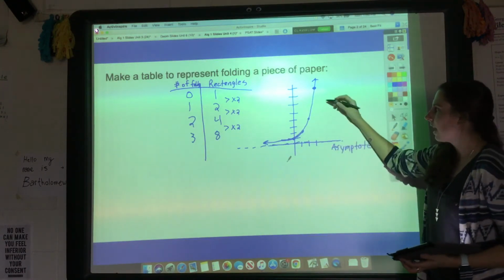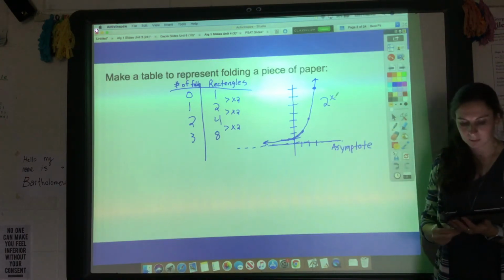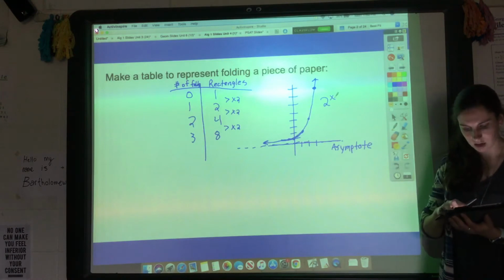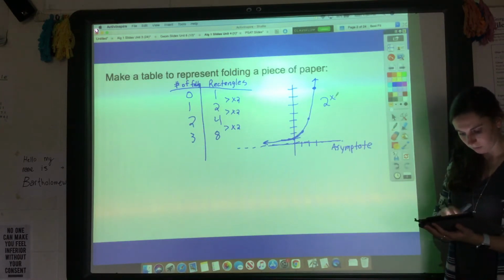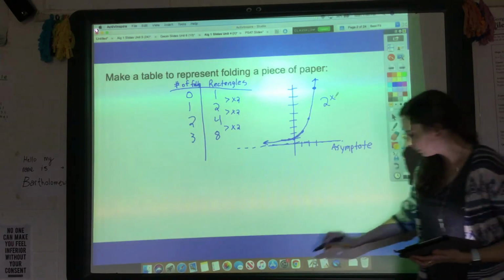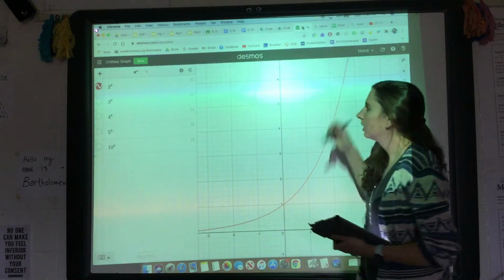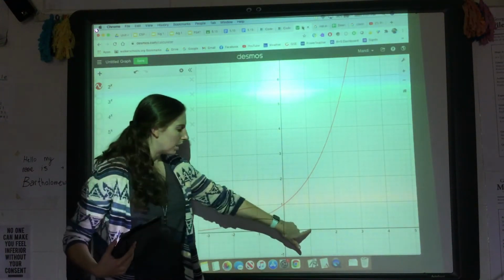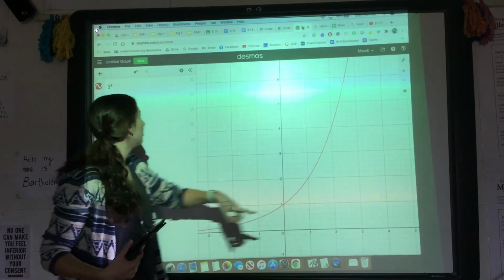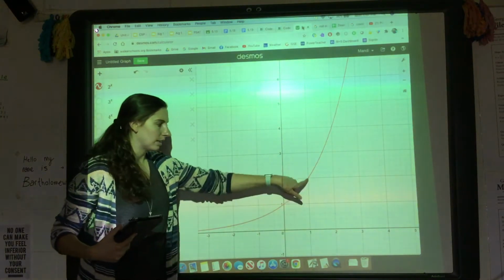So this is the graph of 2 to the x, but there are other exponential functions. Let me show you. So here's 2 to the x. You'll notice if I plug in a 1, I get out a 2, because 2 to the first power is 2.